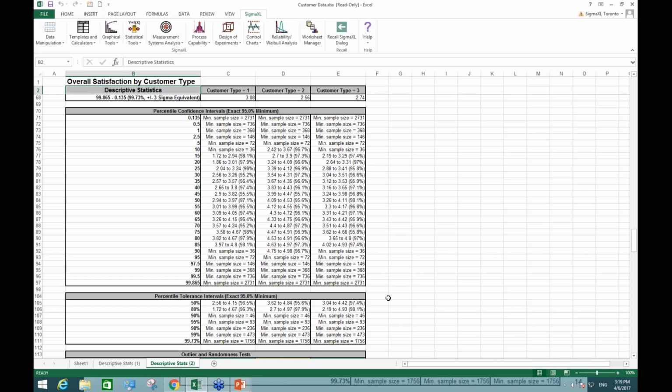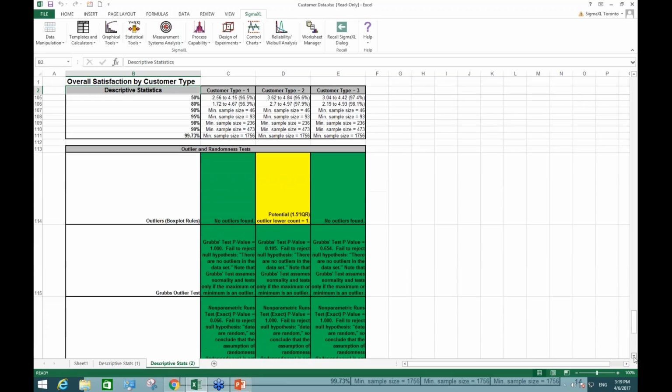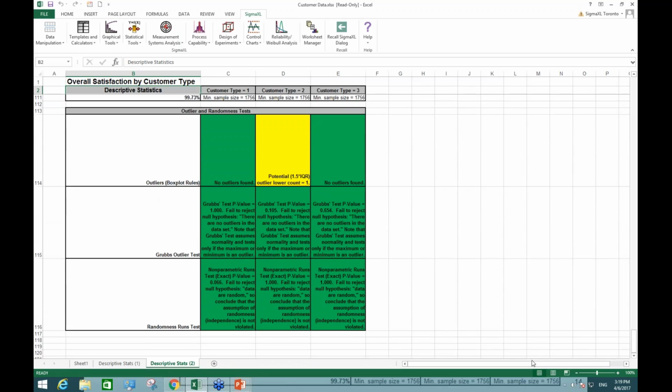Now, we'll look at outliers. When you're looking at outliers, this is actually very similar to what you have when you run a one sample T or an ANOVA. You get this report with the green, yellow, red. And in this case, for customer type 1, there are no outliers using the Boxplot rules. And here we have a potential outlier. This would show up on the box plot as well, and that's the 1.5 IQR rule. We call that a potential outlier.